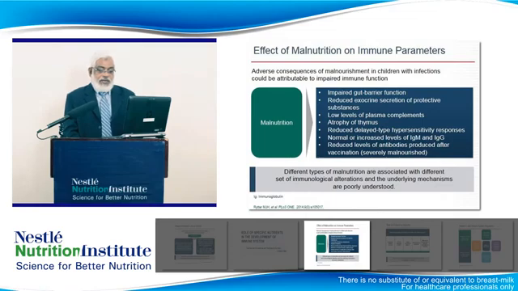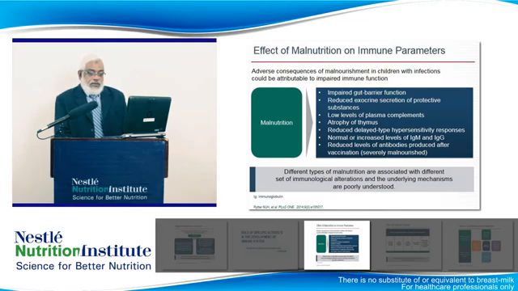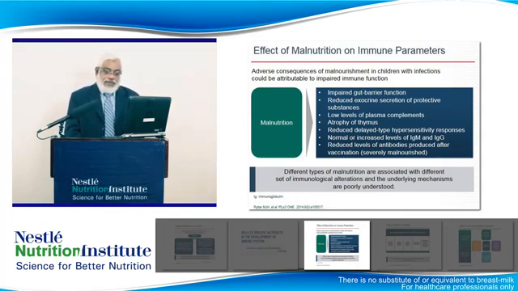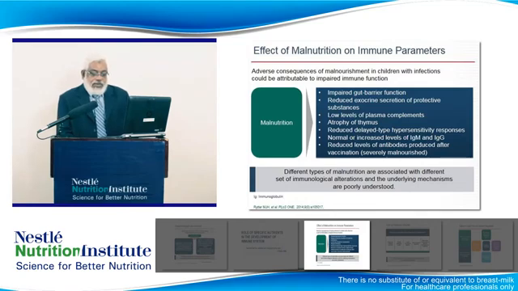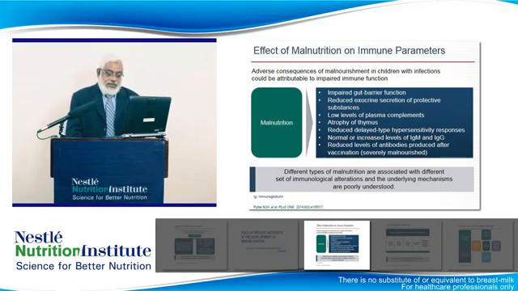Adverse consequences of malnourishment in children with infections could be attributable to impaired immune function. Malnutrition can cause impaired gut barrier function, reduced exocrine secretion of protective substances, low level of plasma complements, atrophy of thymus, reduced delayed type hypersensitivity responses, normal or increased level of IgM and IgG, reduced level of antibodies produced after vaccination in severely malnourished children. Different types of malnutrition are associated with different sets of immunological alteration, and underlying mechanisms are poorly understood.